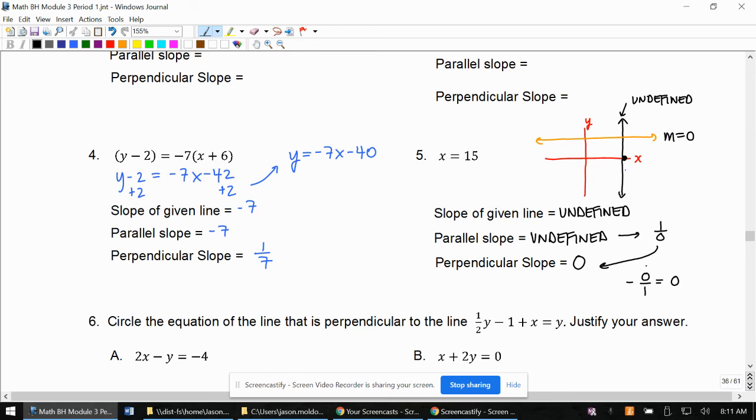Usually we don't bother doing all this stuff. We just maybe sketch it out and think about that. For vertical, horizontal, it's going to involve undefined or 0, and then correctly sort of analyzing and thinking about which answers would be what.